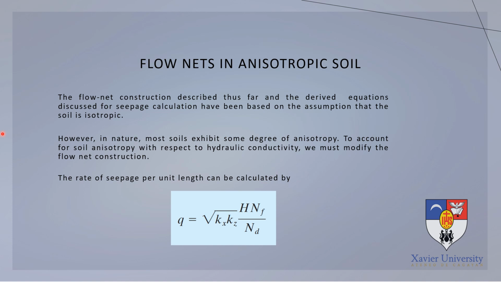So, to account for soil anisotropy, with respect to the hydraulic conductivity, we must modify the flow net construction. So the rate of seepage per unit length can be calculated with this value. Ang nalahi diri is ang kaning kx o kz. Kay since anisotropic man siya, meaning dili pariha ang characteristic in all directions, we have to consider different coefficients of permeability. So automatically we just have to use this formula in the calculation of our rate of seepage when the problem specifies that our soil is anisotropic.